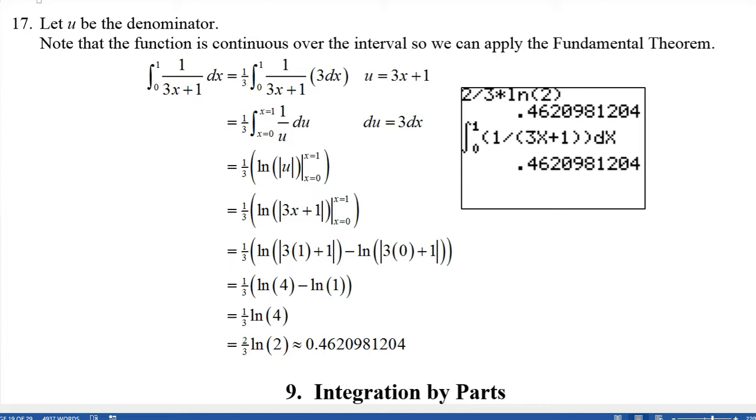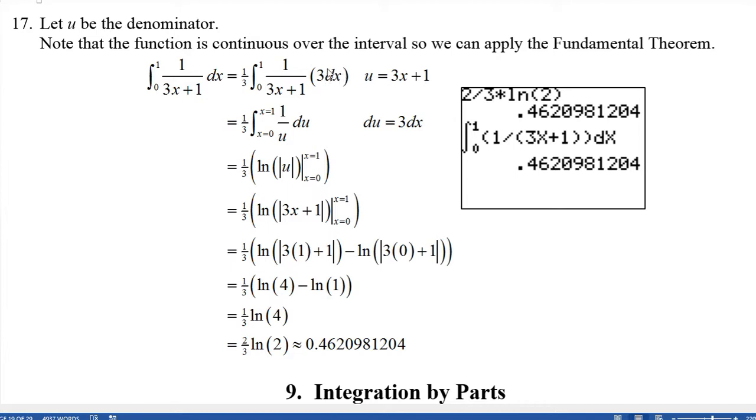Now, I think it's pretty obvious the only thing we really got that would be something to try is to let u be the denominator. So if we let u be 3x plus 1, then du is just 3dx. Once again, we do this little trick where we insert the 3 with the dx here, but we balance it by putting its reciprocal out front. As long as that's a constant, that's legal to do.